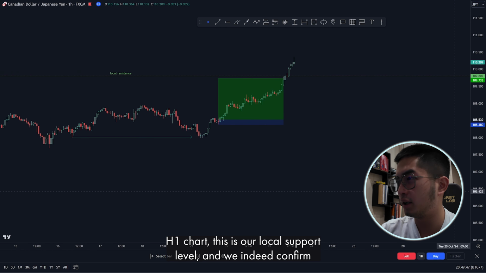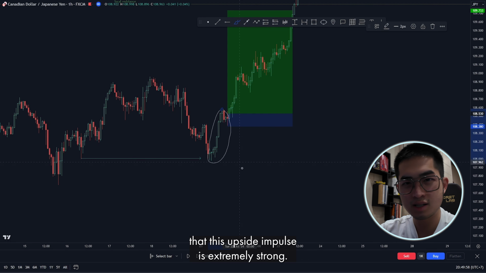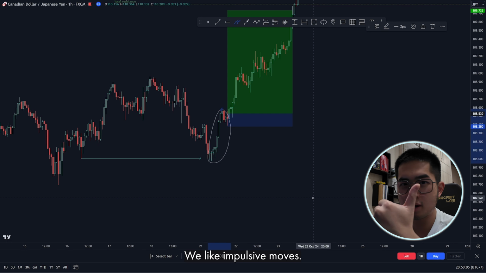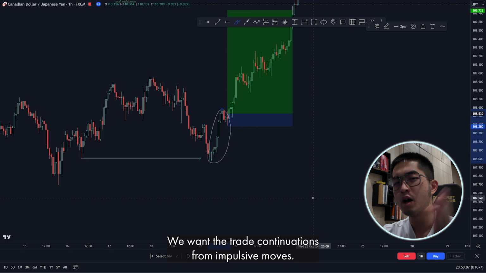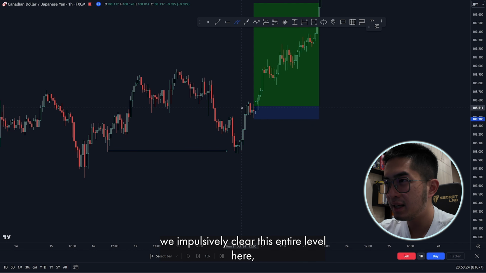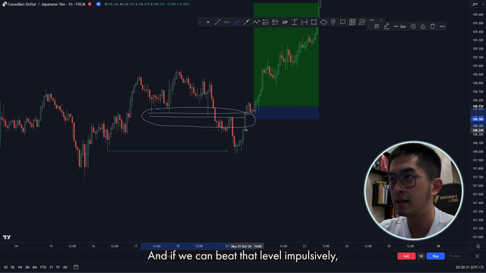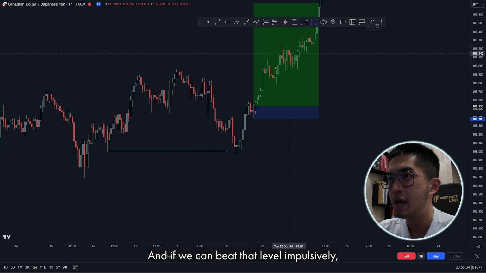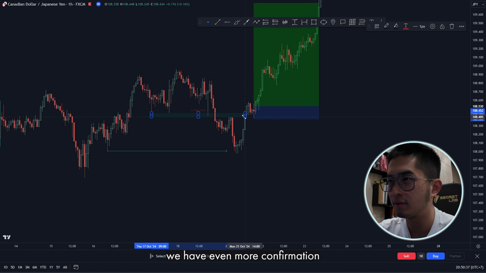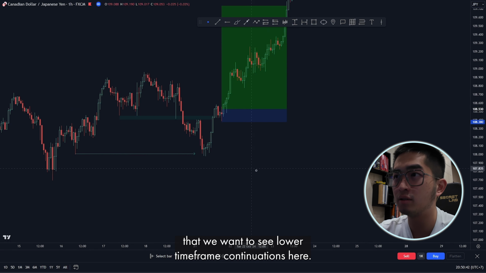So in the 1 hour chart, this is our local support level, and we indeed confirm that this upside impulse is extremely strong, right? We like impulsive moves. We want to trade continuations from impulsive moves. And what's even better, we impulsively clear this entire level here, right? This is the level to beat. And if we can beat that level impulsively, we have even more confirmation that this trade is solid, that we want to see lower time frame continuations here.